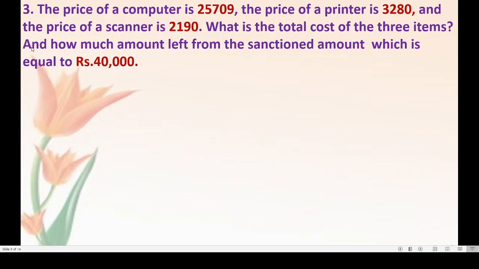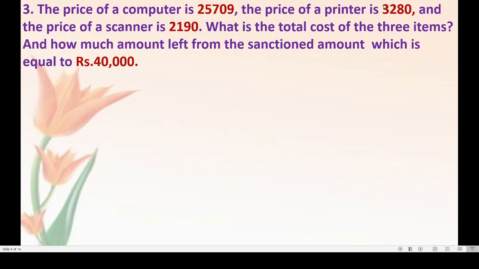See what is the next sentence? And how much amount is left from the sanctioned amount, which is equal to rupees 40,000. Dear children, what is given here? The cost of computer, printer and scanner is given. Earlier the money was sanctioned to purchase all these three items. How much was that? Rupees 40,000. Now I purchase all these three items.